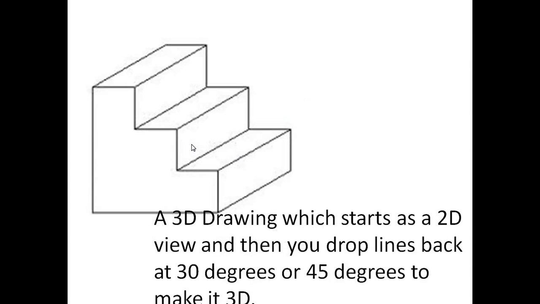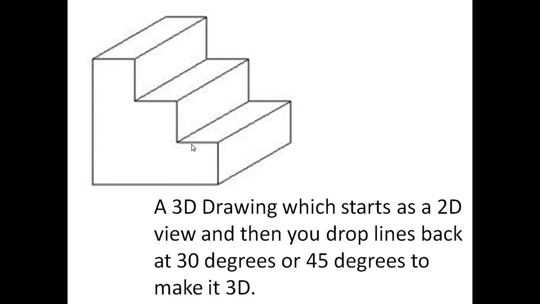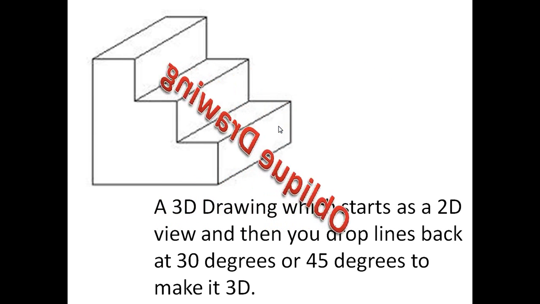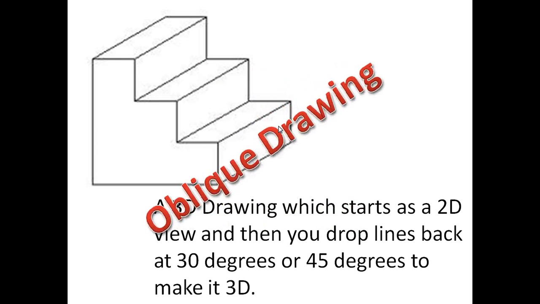Next question. A three-dimensional drawing which starts as a 2D view and then you drop lines back either 30 or 45 degrees to make it 3D. So this staircase here, the side of the staircase, is a two-dimensional view looking straight at it, and then the lines have been dropped back here at 30 degrees or 45 degrees to make it into a 3D drawing. And that's called an oblique drawing or an oblique view.